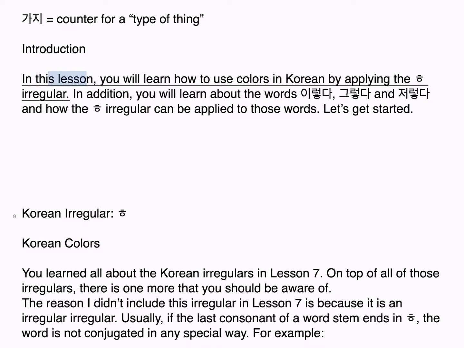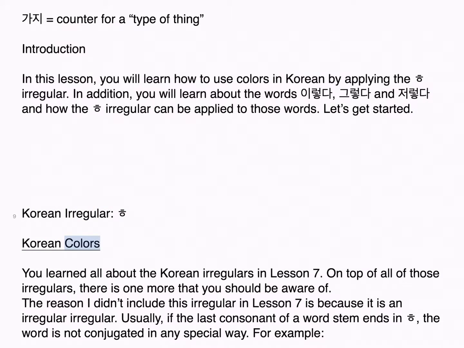Introduction. In this lesson, you will learn how to use colors in Korean by applying the ㅎ irregular. In addition, you will learn about the words 이렇다, 그렇다, and 저렇다, and how the ㅎ irregular can be applied to those words. Let's get started.